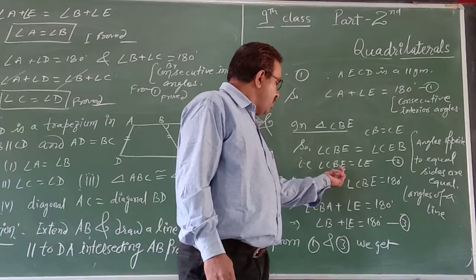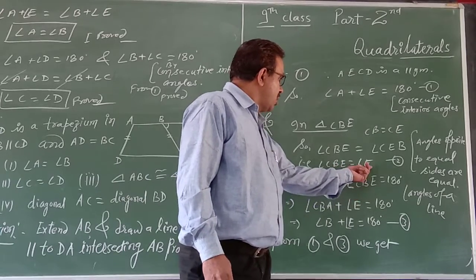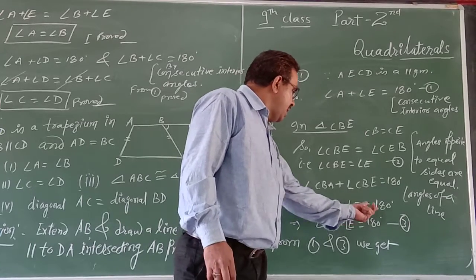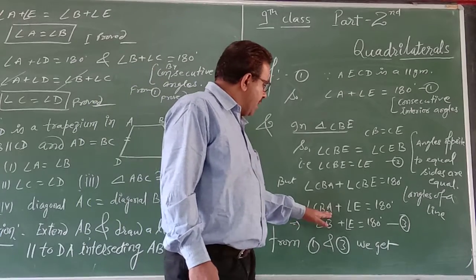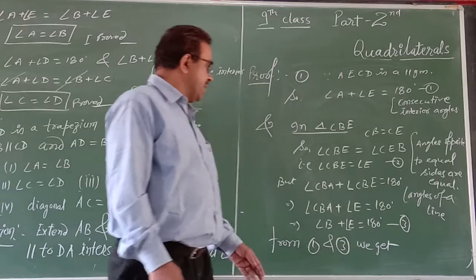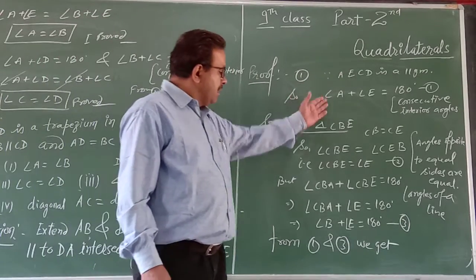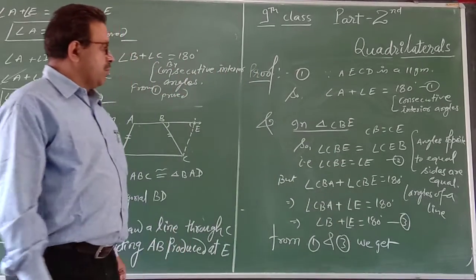Hence, next step, angle CBE: already we have in our second equation that angle CBE is equal to angle A. So angle CBA plus angle E is equal to 180 degrees. It can also be written in another form as angle B plus angle E is equal to 180 degrees, which is our third equation. From the first and the third, we get the right sides are equal to each other.